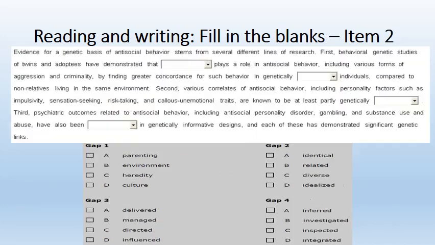Alright, moving to the next. Again, same question type. Item number 2, reading and writing. Try to understand the topic of the paragraph, then it will become easy to choose the right answer.